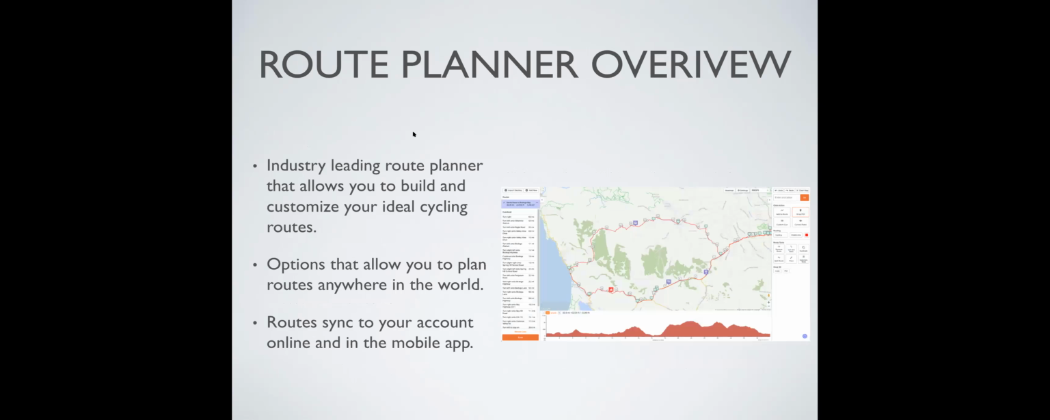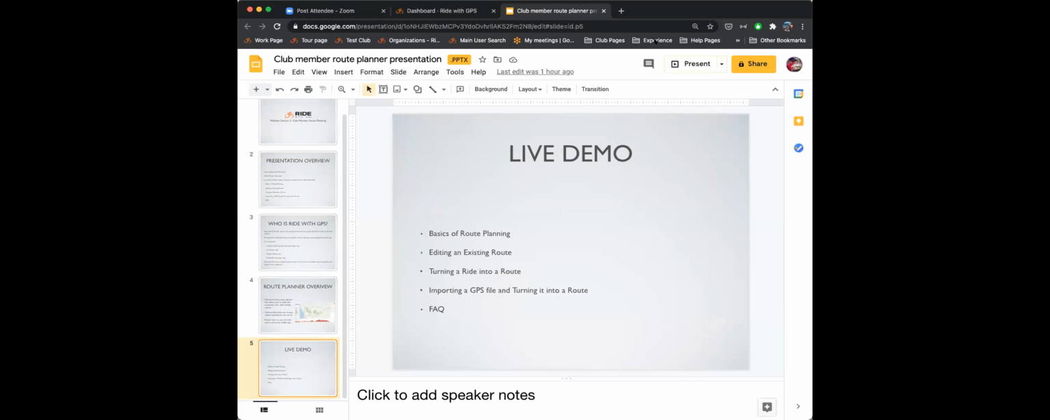Okay, so the route planner overview. I'm going to go through how you build and customize your ideal cycling route, go through the options that allow you to plan anywhere in the world, and then also talk about how these routes sync to your account once you save them, both online and in the mobile app. So we'll jump over to the live demo now.